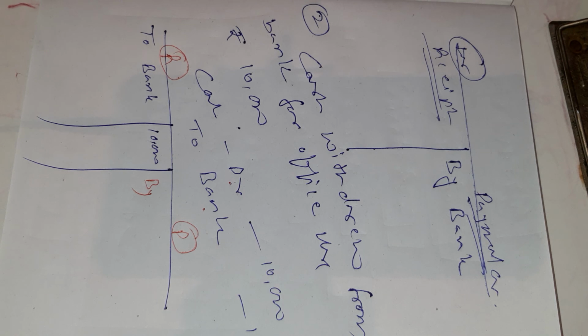In this way, cheque rupees 15,000 received from Jasith. So cheque received, cheque receipt means what? Bank account debit to Jasith. These are the entries of contra.